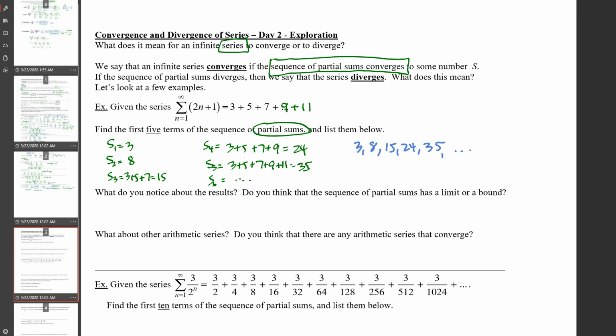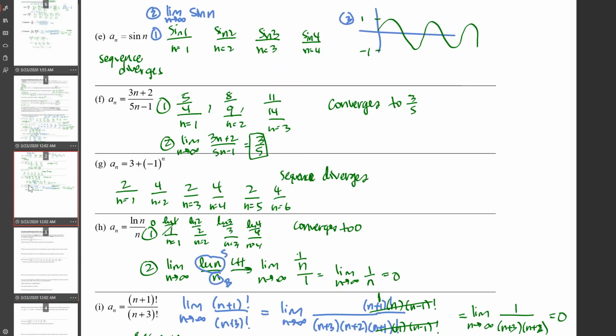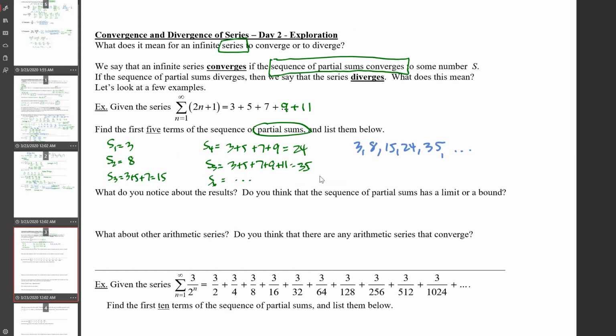Okay, so we go back to the problems we did before. Once we find the partial sums, then we say, does this sequence converge or diverge? And we can see that this sequence is actually approaching infinity. So because this sequence of partial sums diverges, then what we're going to say here is that the series diverges. Let me make that clear.